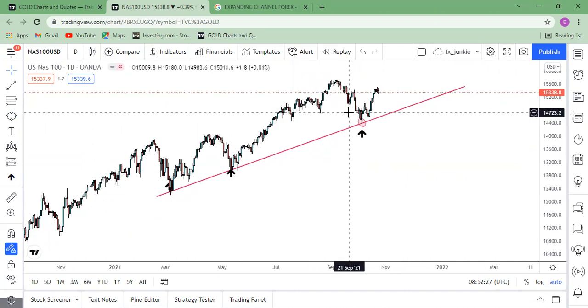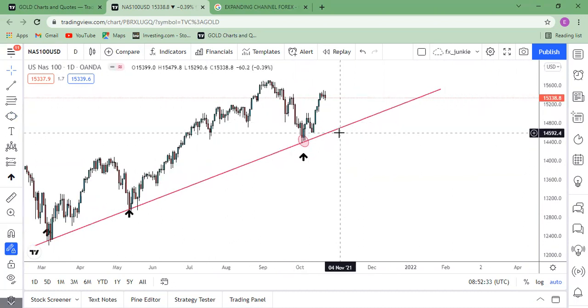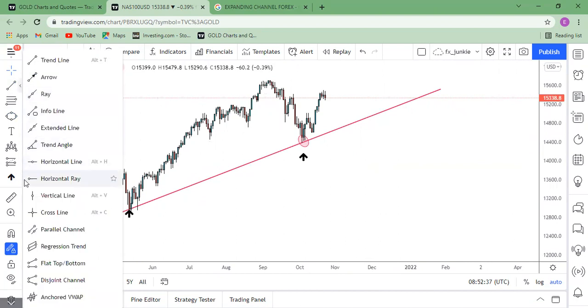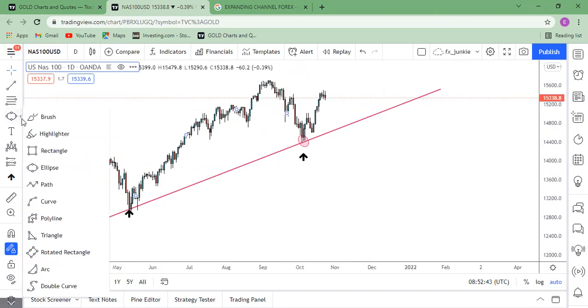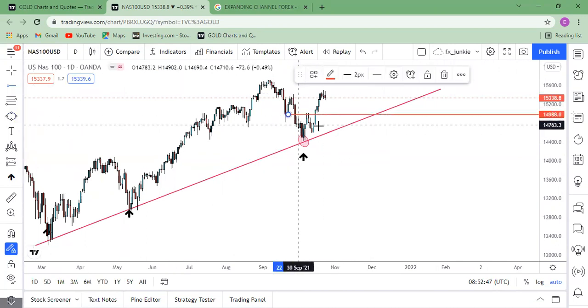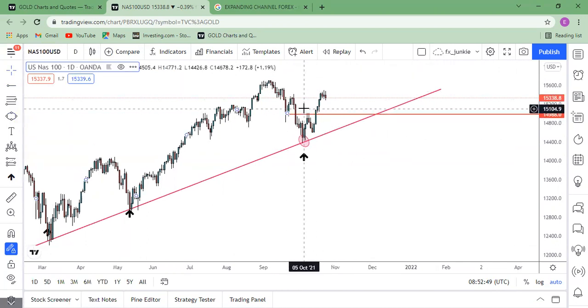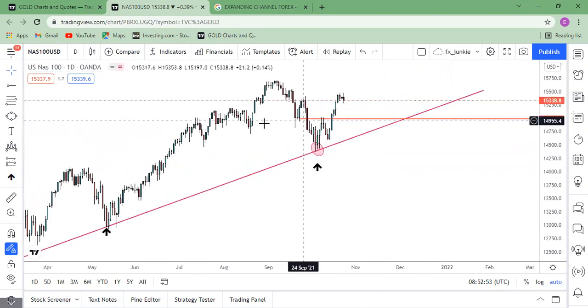So I want to show you guys how to check structure. If we check on a daily time frame, Nasdaq was on a downtrend until this level, when we broke out of structure. Nasdaq in a downtrend until we broke out from this level right there. Anything above this level is an uptrend, right?